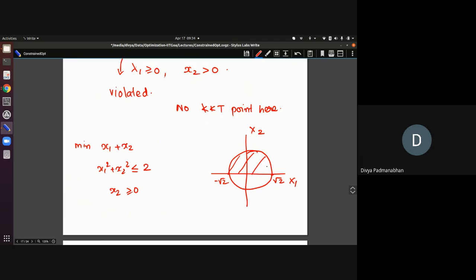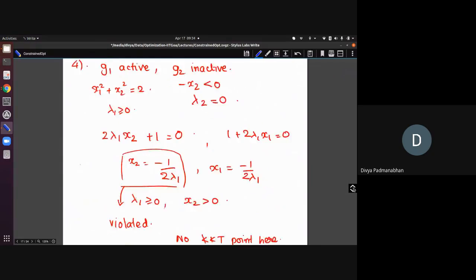So the feasible region is just this. And the contours of the function, that's going to be something like this. This is x1 plus x2 is 0, and at this point you're going to have x1 plus x2 is -√2. So the function is always decreasing in this direction, and the best it can go is at this point. And this is actually a minimum, and that turns out to be a KKT point.